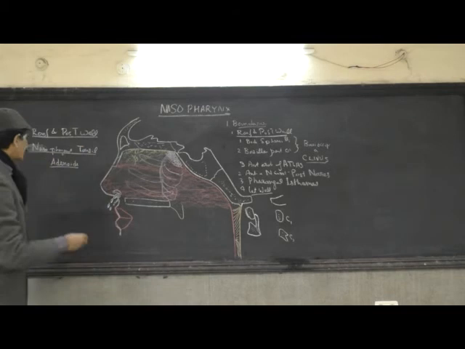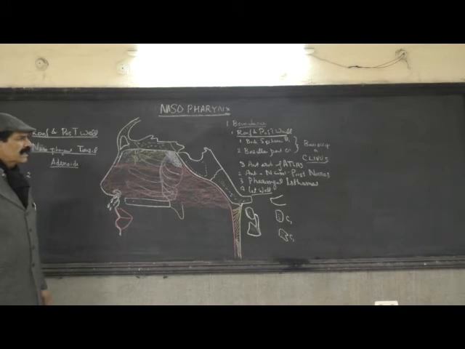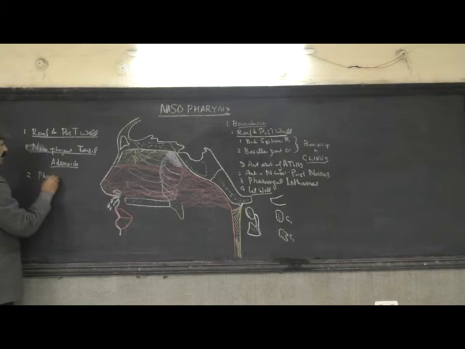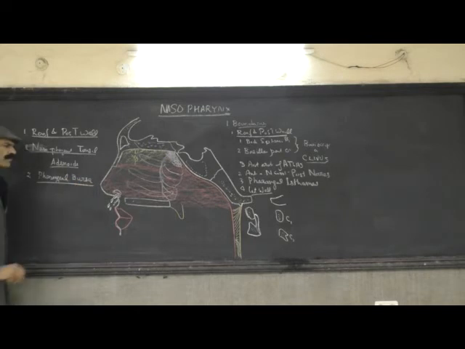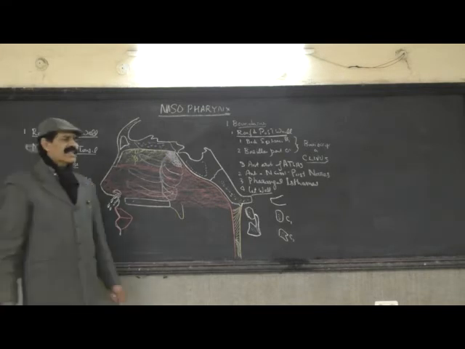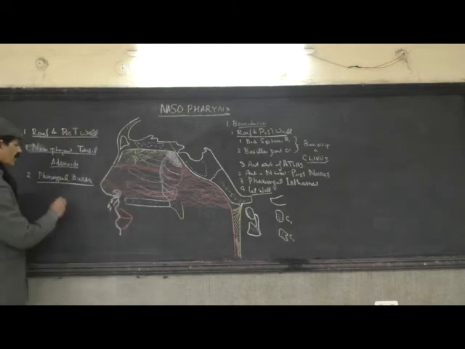The second feature of the roof and posterior walls, in some of the individuals, there is a pharyngeal bursa. So what is the pharyngeal bursa? Pharyngeal bursa is the remnant of the notochord.